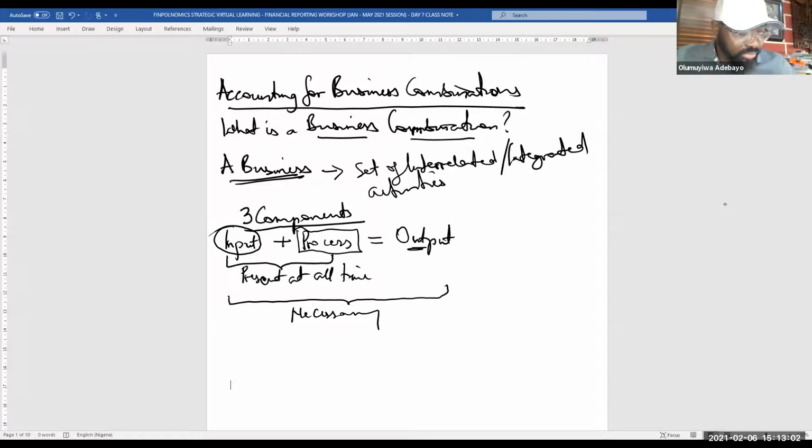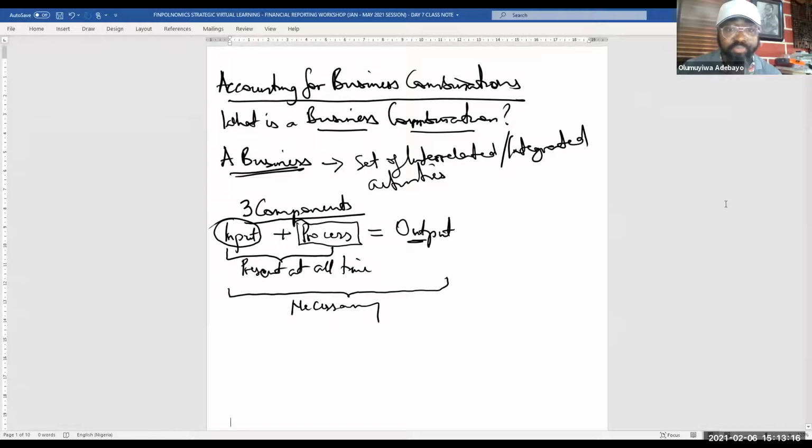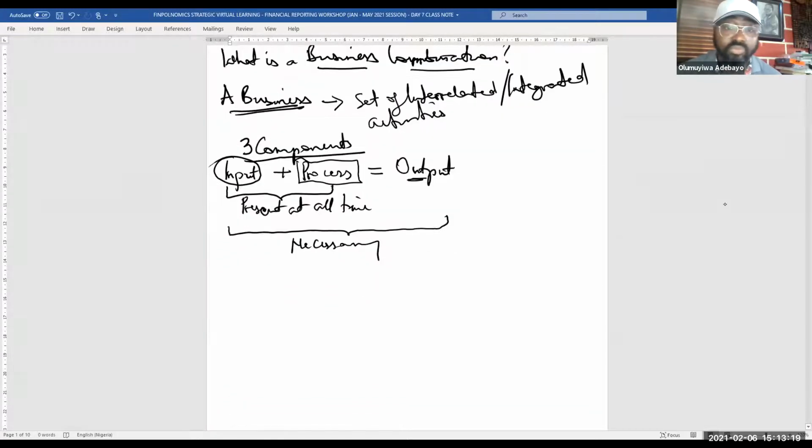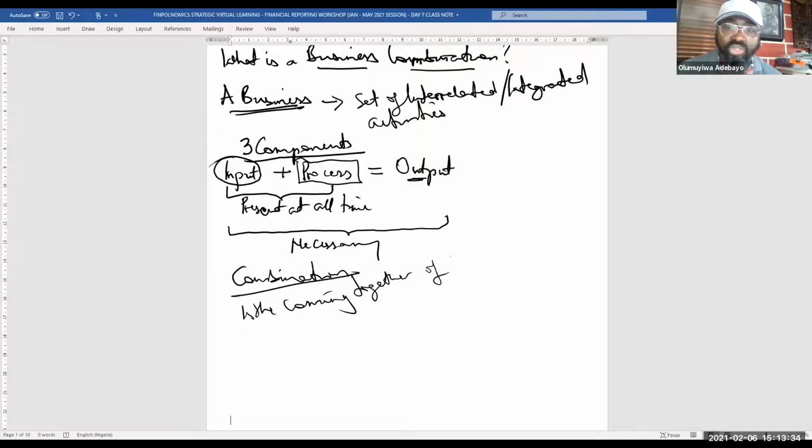When we talk about business combination, or when we talk about combination, what is a combination? Combination is a coming together of two or more things. And when we now marry it together as a business combination, what do we mean? First, what is combination? It is a coming together of two or more things.